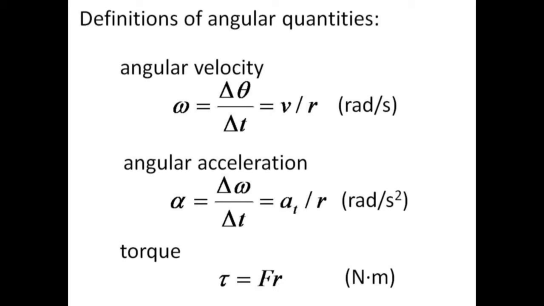The application of torque, tau, is what causes an object to angularly accelerate. Multiplying the tangential force by the radius at which the force is applied gives the torque.